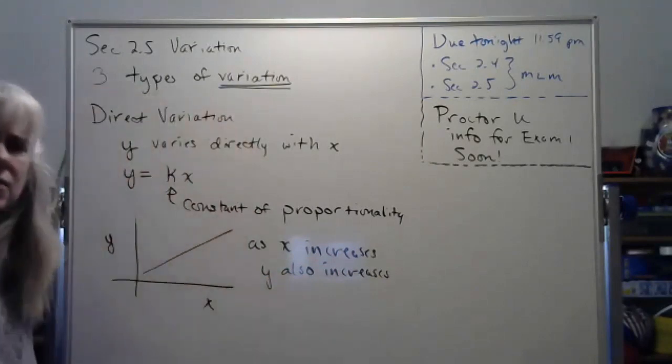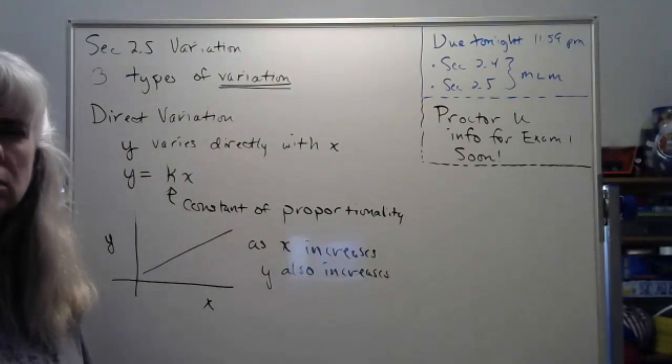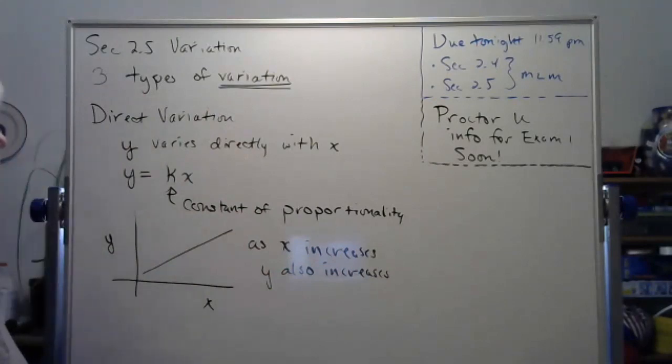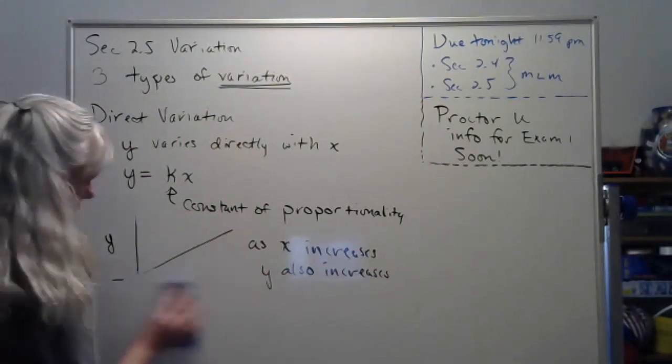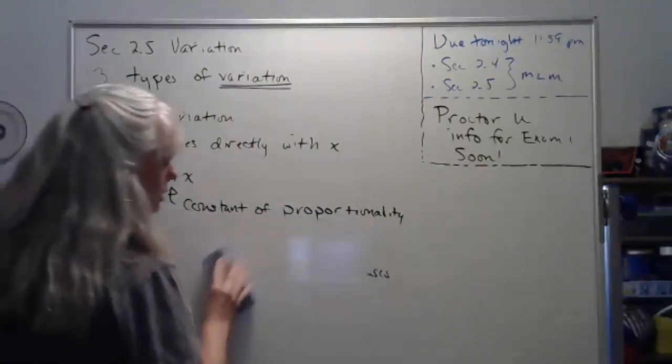Okay, have you seen direct variation before? Yes. Okay. Yeah. That's a good sign. Should be an easy section then.